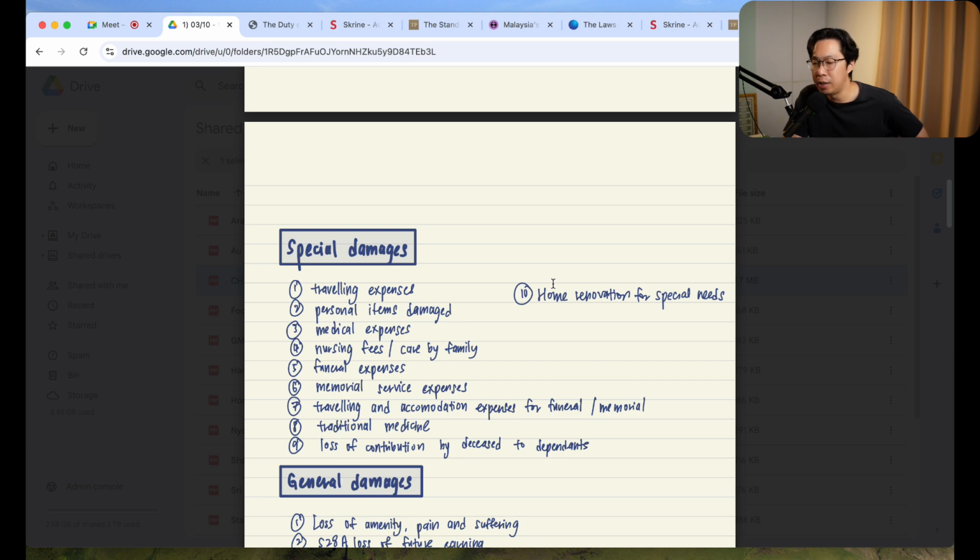Personal items damage. For example, you're involved in a car accident. Your car was damaged. You need to fix it, and the cost for fixing the car was 20,000. Okay. Medical expenses. You got into an accident, you stay in the hospital, the bill was 70,000. What if that medical expense of 70,000 was paid by your insurance because you bought insurance? Can we still claim or not? Can we still claim against the other party?